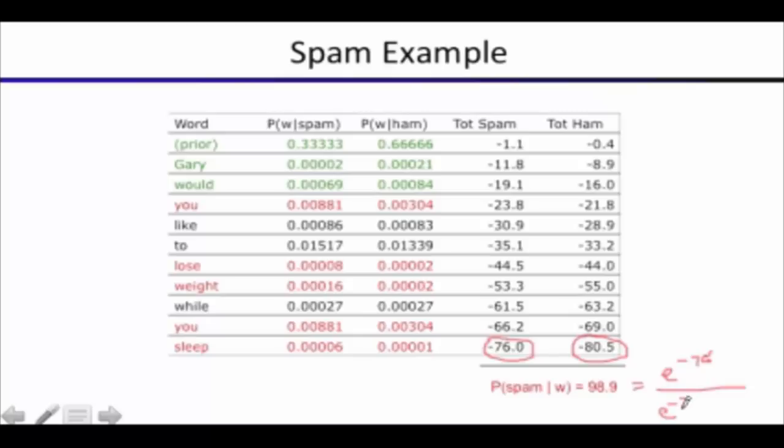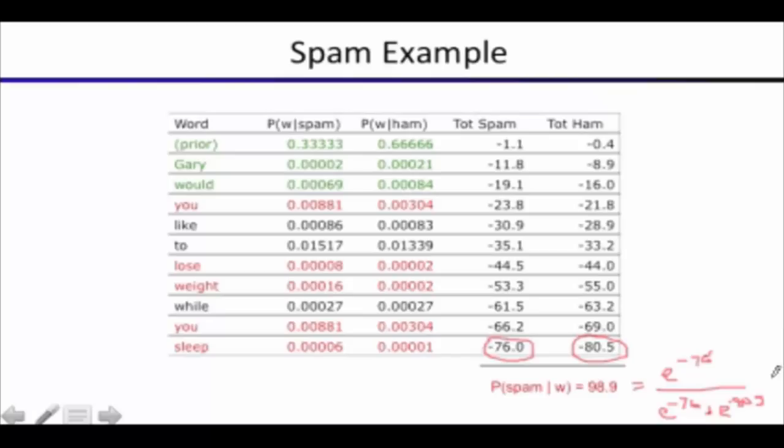I wish I had Peter's computer. Okay, e to the negative 76 plus e to the negative 80.5. Does that make sense? Any other questions? That's good.